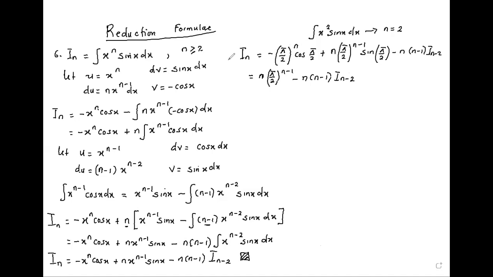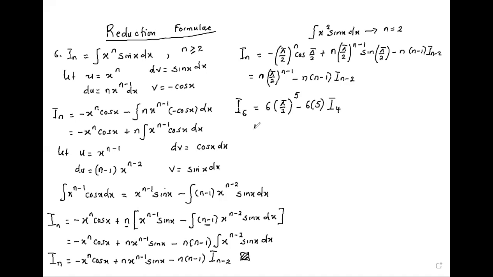Specifically from 0 to pi over 2. Very simplifying. But now I want to find I6. So to find I6, we target I6 now. So we have 6 pi over 2 power 5 minus 6, 5, and then I6 minus 2, that will be I4.